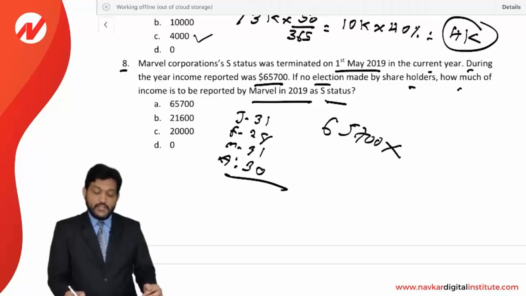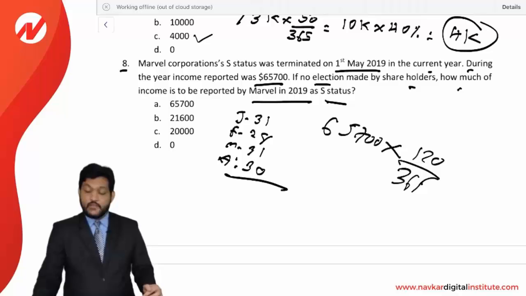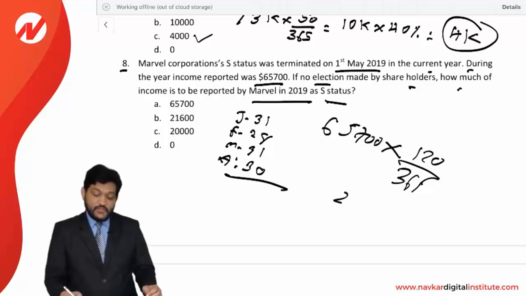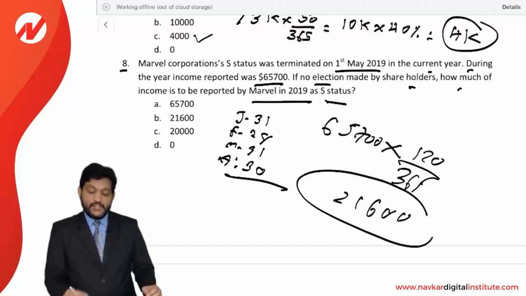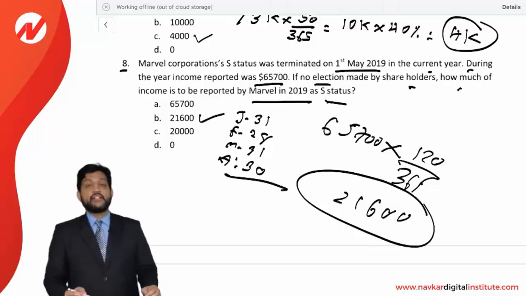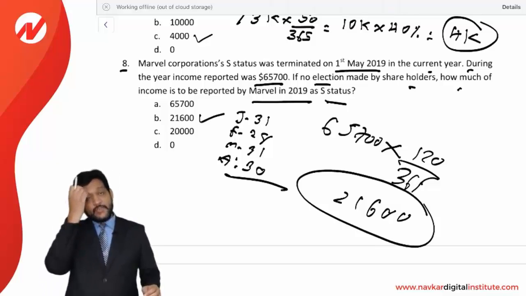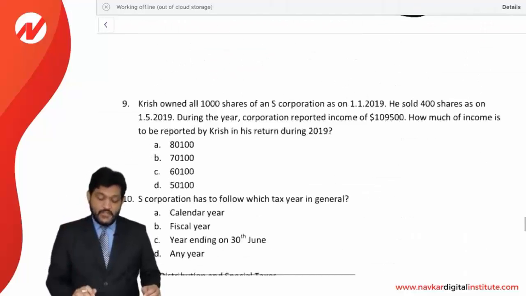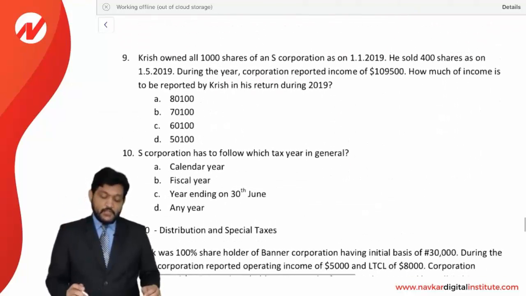65,700 into 120 divided by 365 gives 21,600. So that is the answer. It means 21,600, option B, will be the correct answer. That is the income to be reported by S status, and the remaining will be C status.